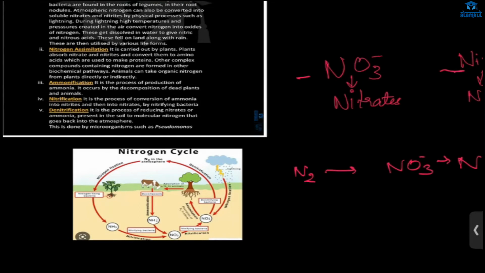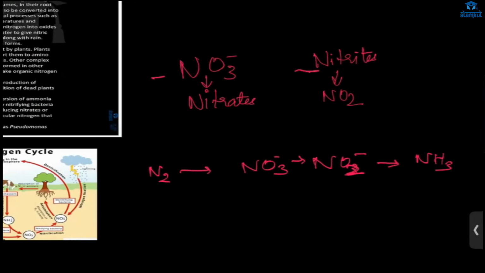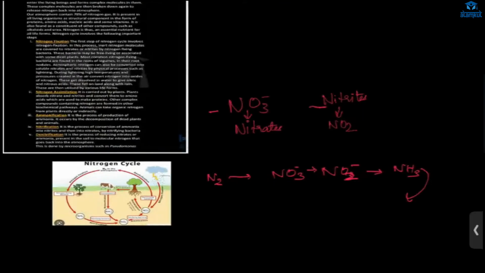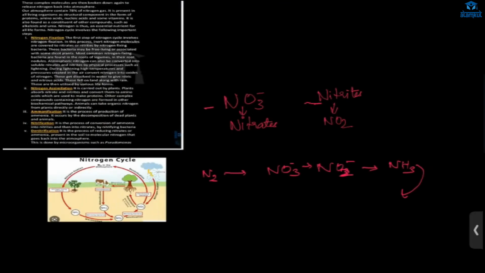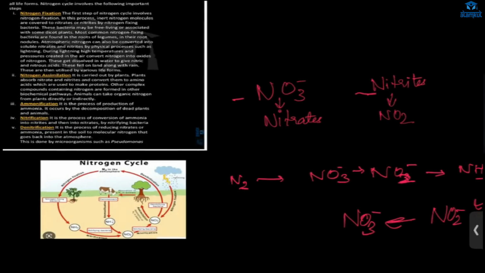This will occur by decomposition of dead plants and animals. Assimilation is the absorption of the nitrate and nitrite. After that, they will die, right? And they will form what? Ammonia. Now, again in nitrification, what will happen? Again, the conversion of this ammonia into nitrite, then nitrate. Okay, that is nitrification. It is done by the nitrifying bacteria.